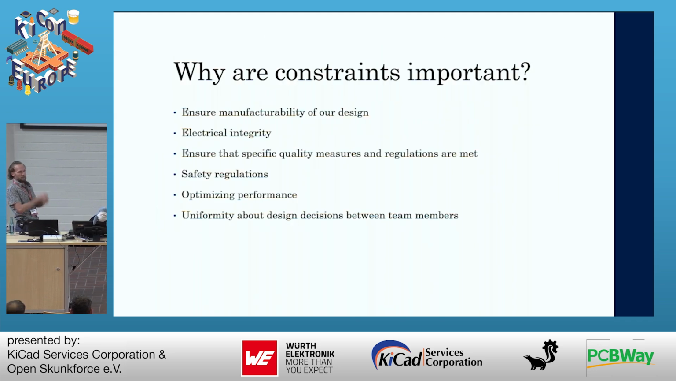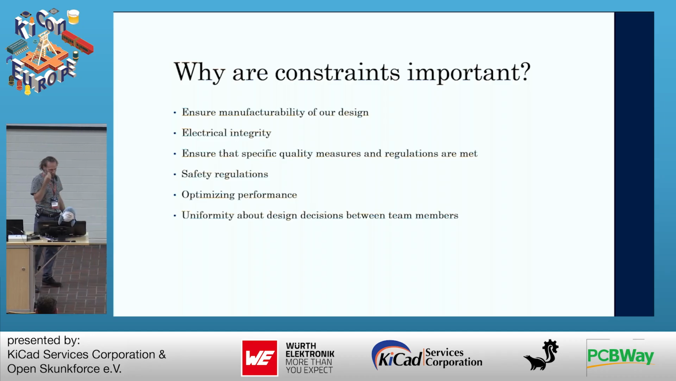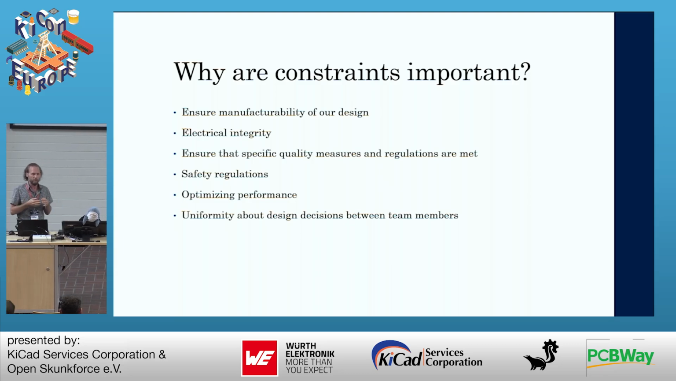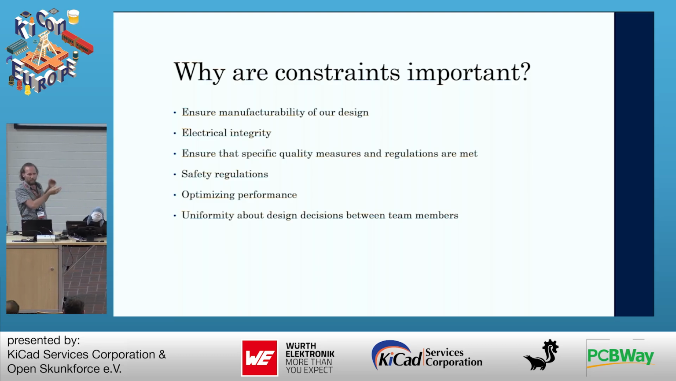So why are constraints important? As I just mentioned, ensuring manufacturability of our design is probably the one that most of you encounter when you're doing design. You go to a web page, you order a design, and you fill in some of the tiniest dimensions in your board. And those are actually constraints that you then have in your design, such that the manufacturer can come back and say, hey, we can actually produce this for you.